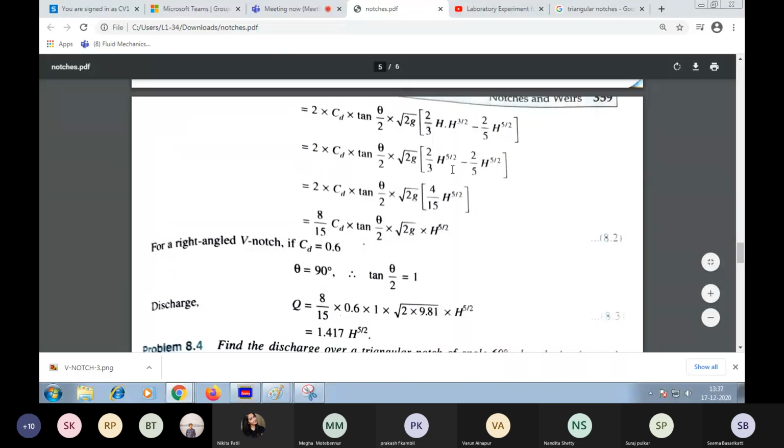So further, take the LCM here. 5 3s are 15, so 15 will be the LCM. So 3 5s are 15, 5 3s are 15, 3 2s are 6. 6 minus how much will it be?